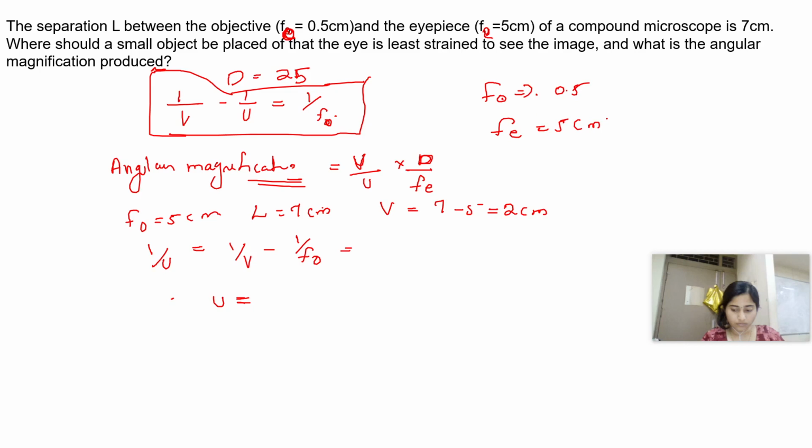In that one, U will be minus, no? U will be minus. What is the value of V? How much are you getting? 2 centimeter. So U is half centimeter. Sorry, not half centimeter. 2 by 3. Yeah, 2 by 3.